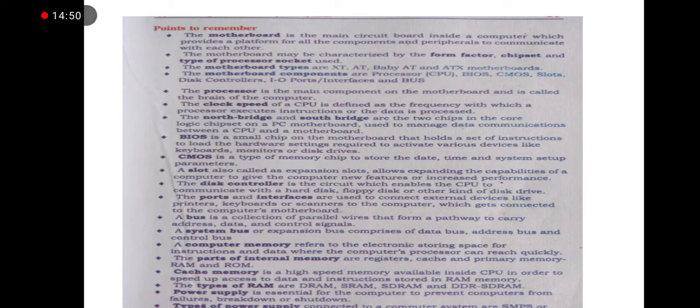What is a processor? It is the main component on the motherboard and it is called the brain of the computer, because whatever we insert or input into the computer, it may be a program, or any data or information, any text, any image, or any video, whatever it may be, is processed inside the processor. The calculation or execution takes place inside the processor. That's why it is called the brain of the computer.